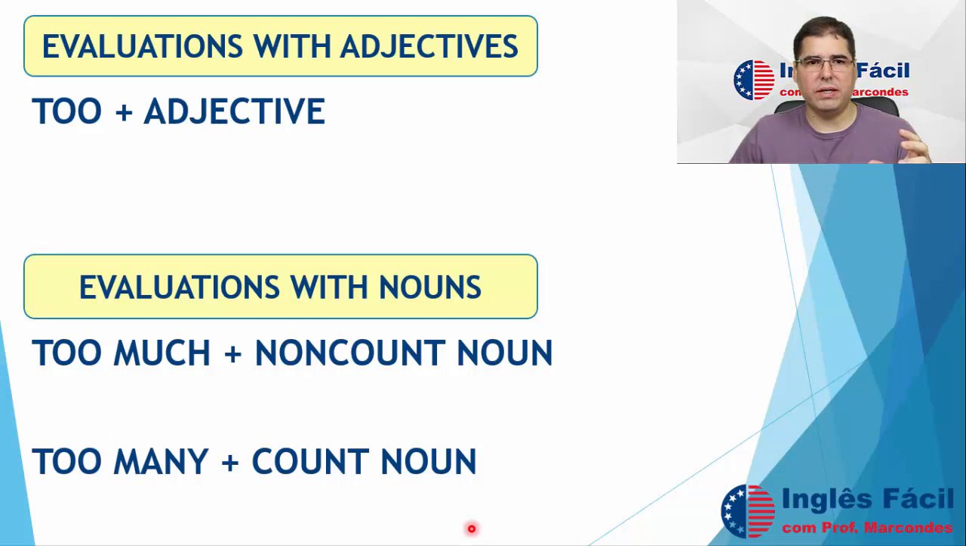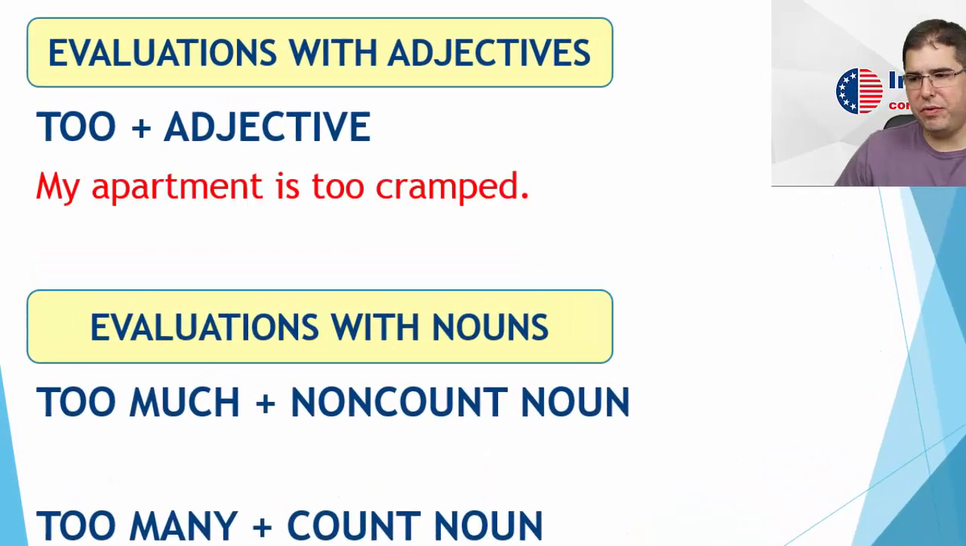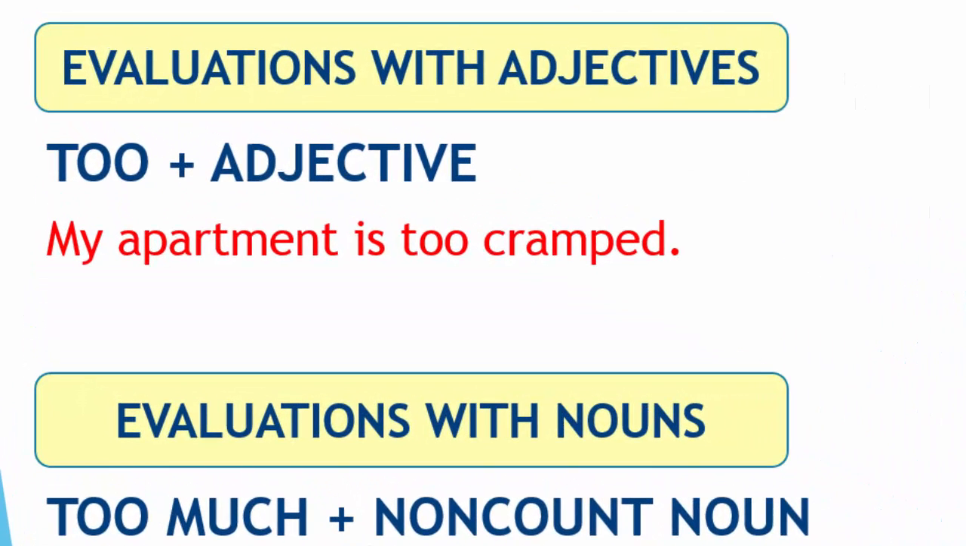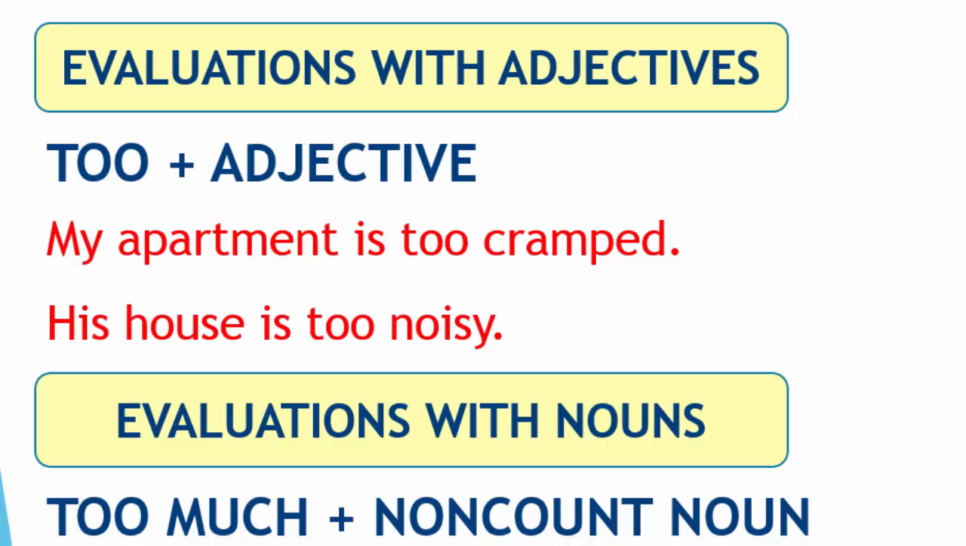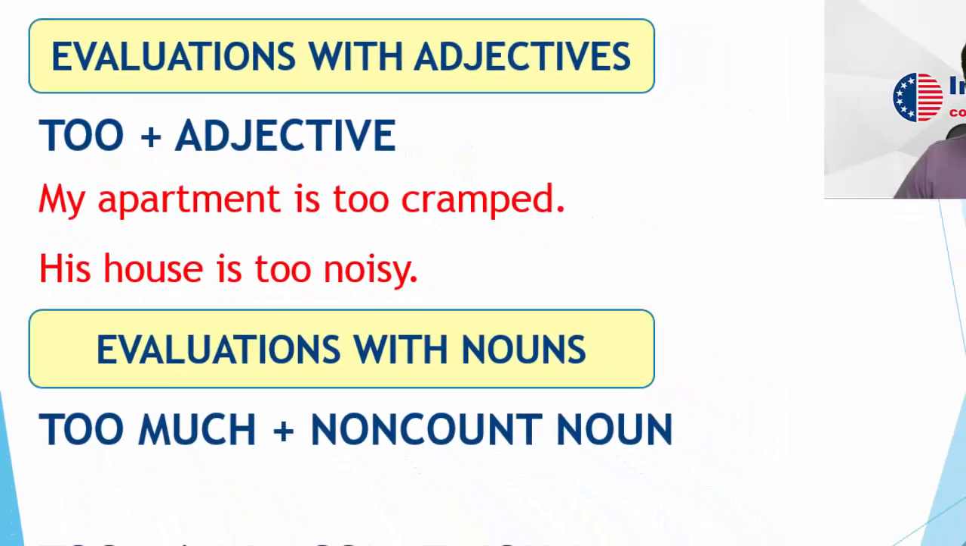Another thing that we learned last class was how to evaluate using too plus adjective, right? Let's review. My apartment is too cramped. Remember, cramped, very small or with a lot of furniture, difficult to move. You don't have much room left, right? Or his house is too noisy. So, very simple, we use too plus adjective to evaluate.